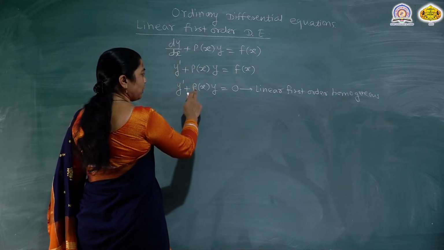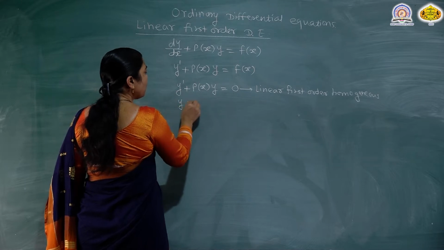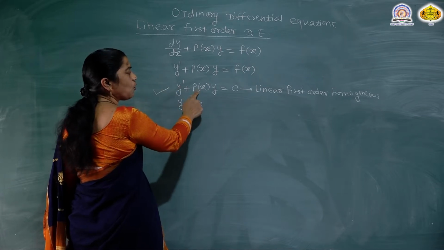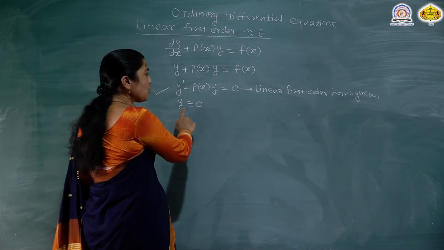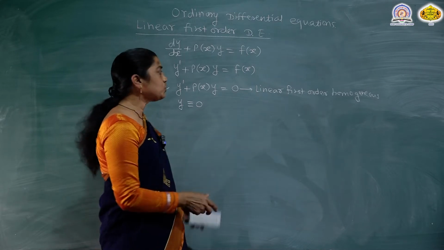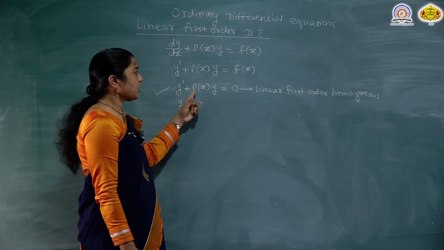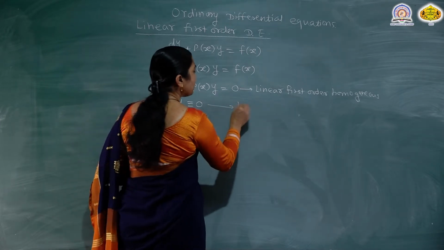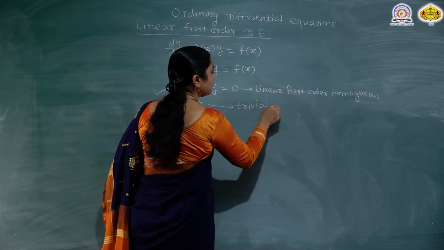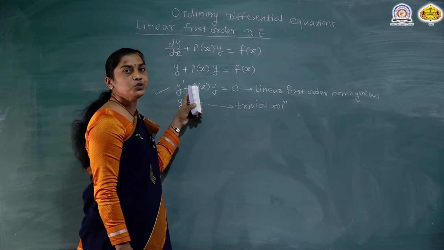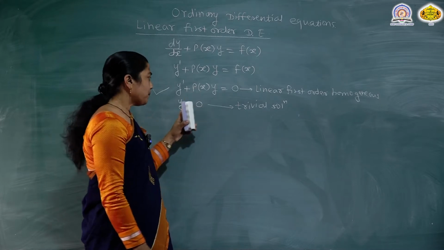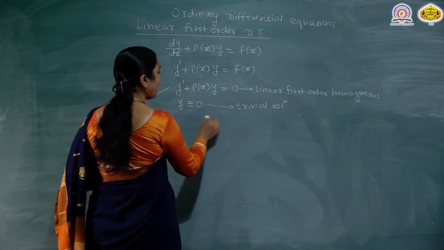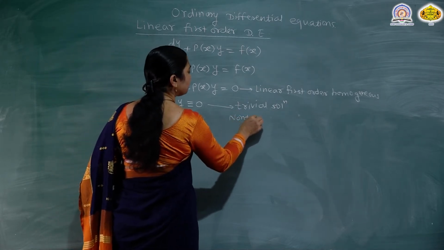Now in this equation, if we consider y equal to 0, then this obviously satisfies the homogeneous equation. So y equal to 0 is always a solution of the equation y dash plus p(x)y equal to 0. Such a solution is known as the trivial solution of this homogeneous differential equation. Any solution other than this is known as a non-trivial solution.